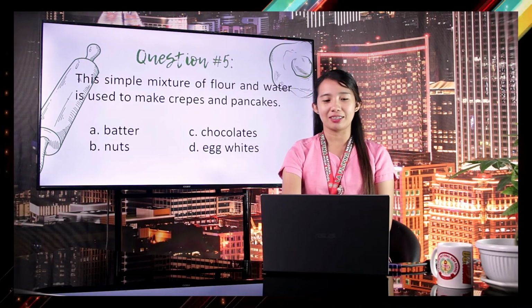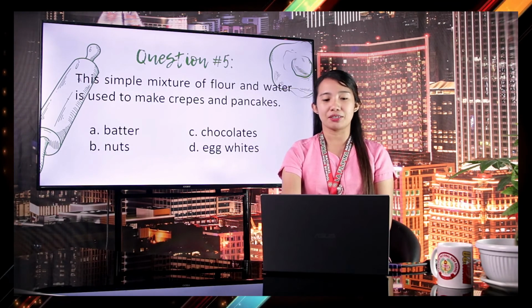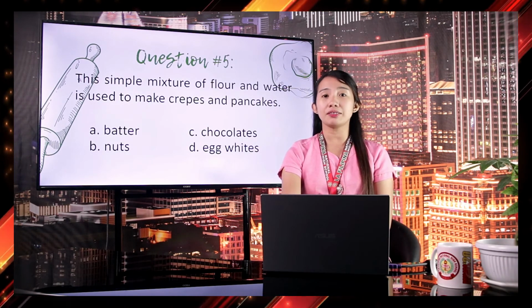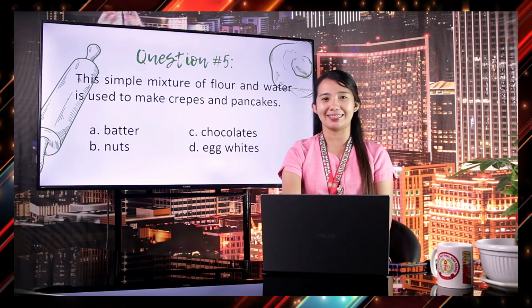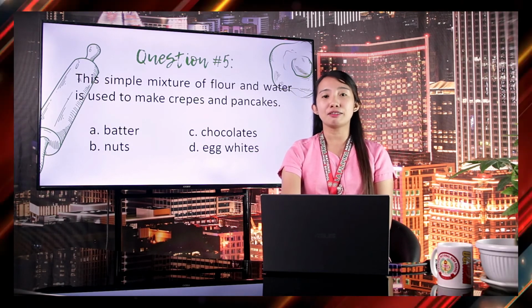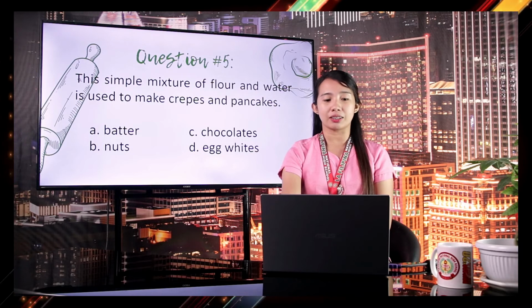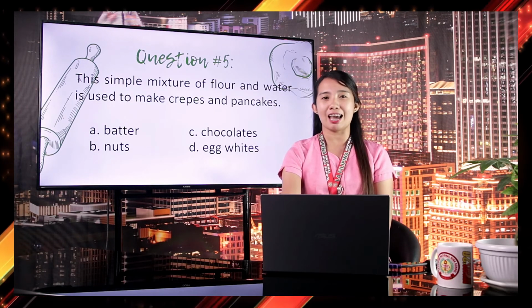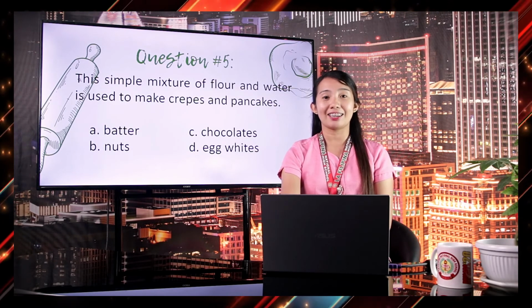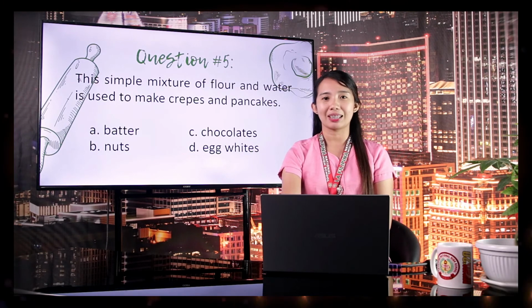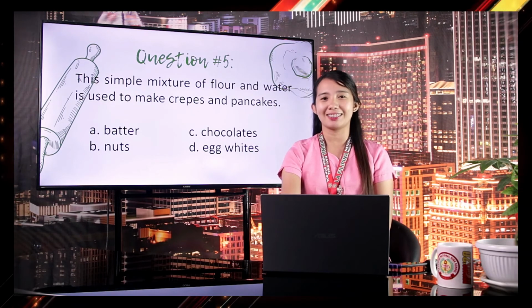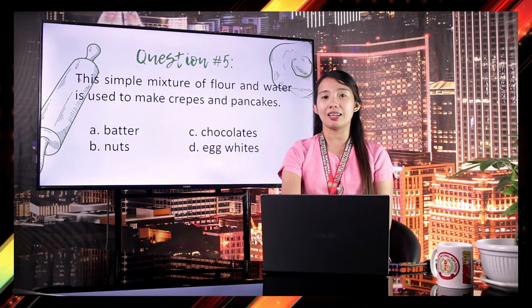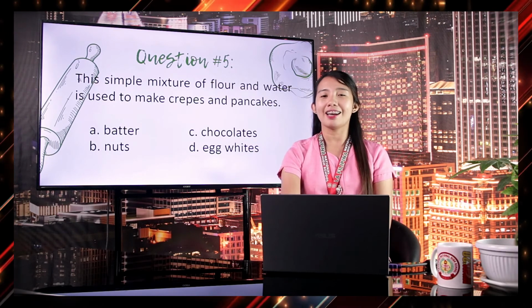Question number 5. This simple mixture of flour and water is used to make crepes and pancakes. Letter A, butter. Letter B, nuts. Letter C, chocolates. Or letter D, egg whites.